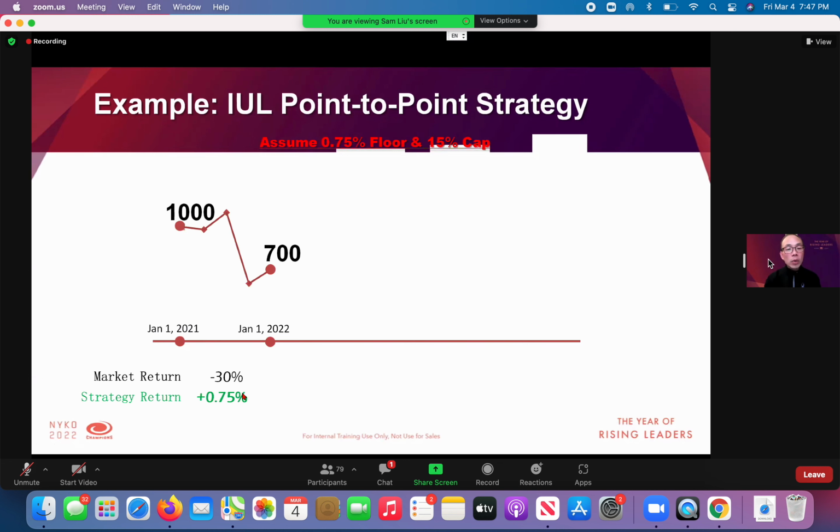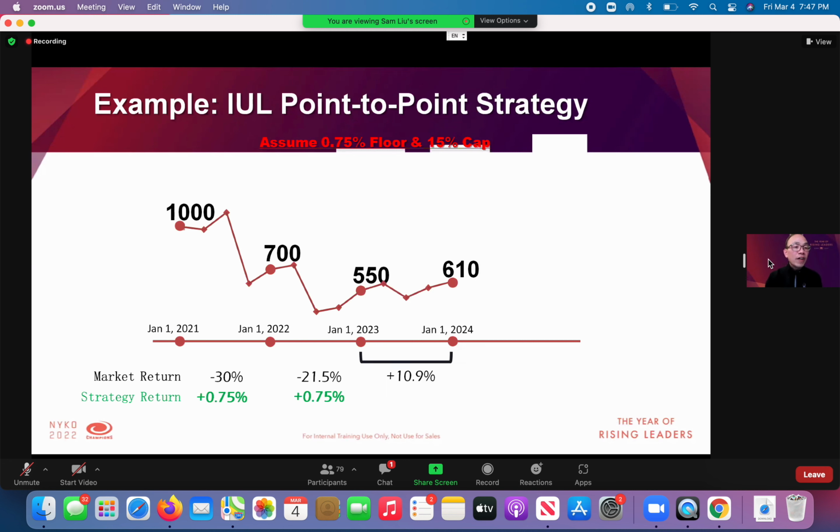What about the following year? The market continued to drop. 700 now is only 550. Oh my God, right? So how much did I lose? The market lost 21%, right? But because I have a floor, I still get the floor. I don't lose money. And then the next year, what happened? The market grew a little bit. Oh, thank God, finally. So how much do I get? Well, I get 10.9. Why? Because my cap is 15. You follow me? And the client says, yeah, I follow you.